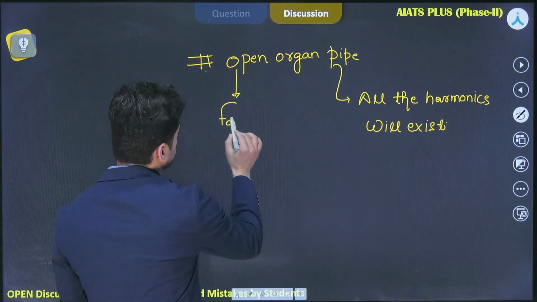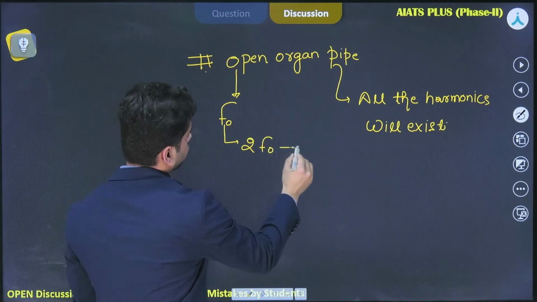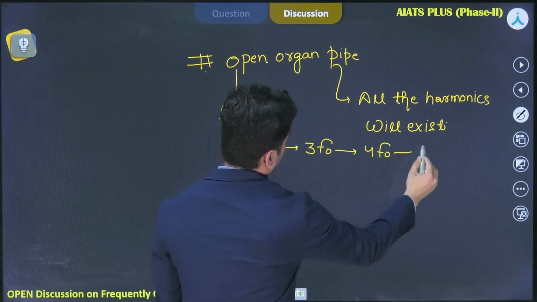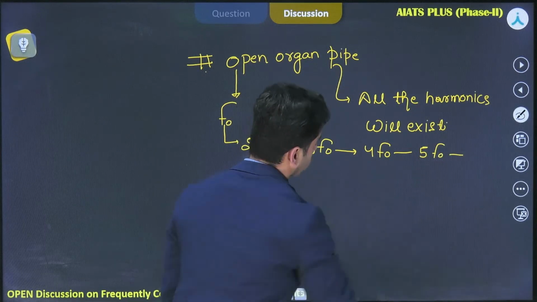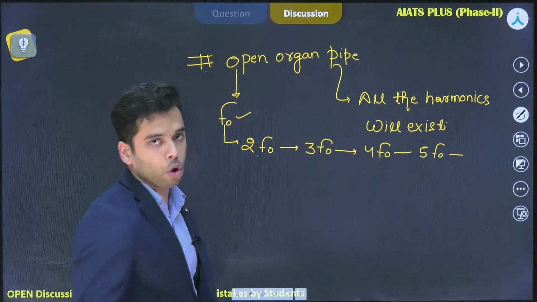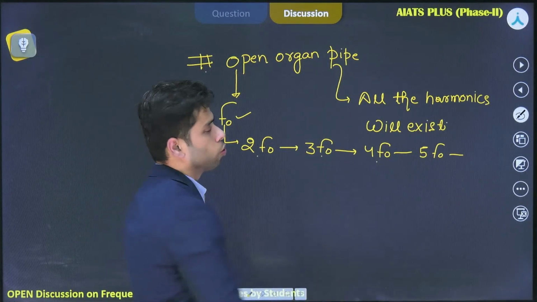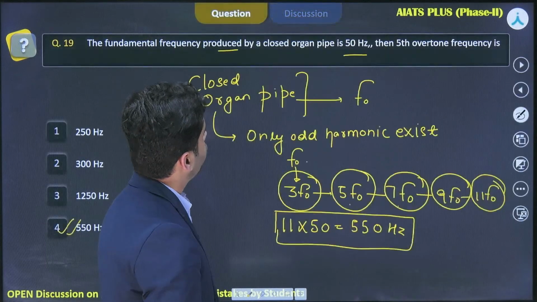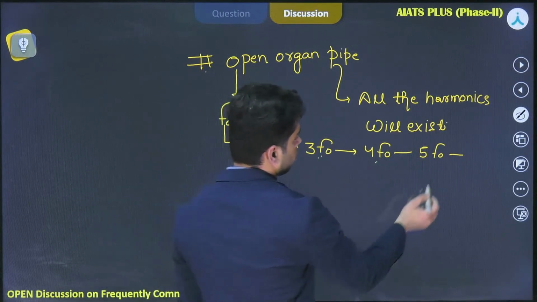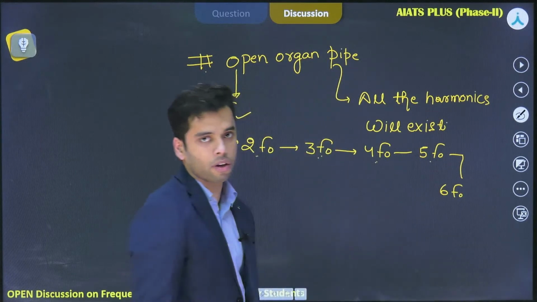So for the open organ pipe, if the fundamental frequency is F0, the next overtone will be 2F0. Again, the next one will be 3F0, then 4F0, then 5F0, and so on, right? If this is the fundamental frequency, then this is your first overtone or second harmonic. This is your second overtone or third harmonic. This is your third overtone or fourth harmonic. So if you want to calculate the fifth overtone frequency, this is your first overtone, second overtone, third overtone, fourth overtone, and for the fifth overtone, it will be 6F0, right?